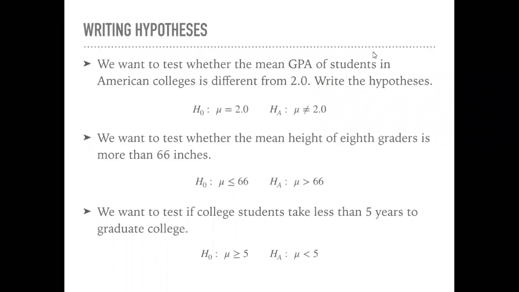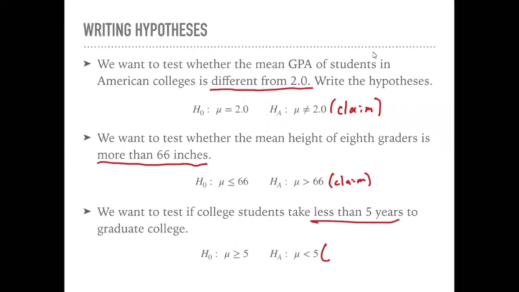Now for each of these, it might be good to identify what our claim is, because we're going to be writing our sentence about our claim when we get to writing our sentence. And in each of these, the alternative hypothesis is our claim, because we're claiming it's different from 2.0. We're claiming more than 66 inches. We're claiming less than 5 years.